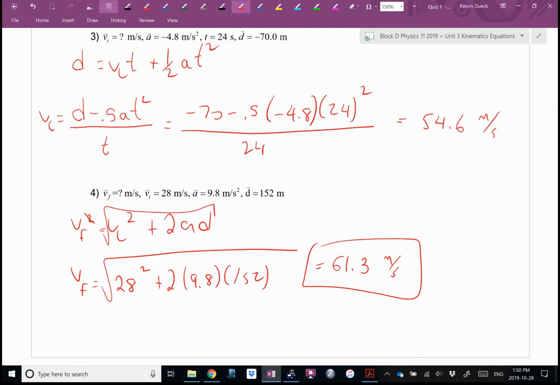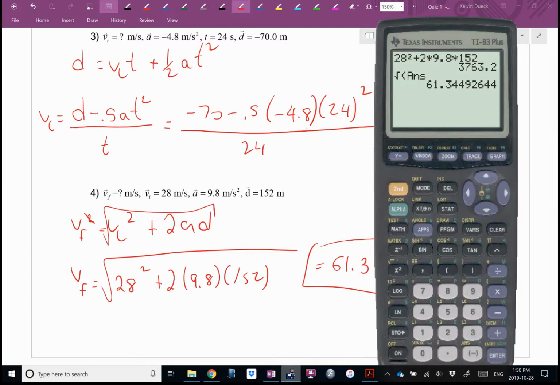So 61.3 times 61.3. If I go 61.3449 squared, I get what was inside the square root, 3763.2. There's another possible answer that would have worked, though. Does anybody know?